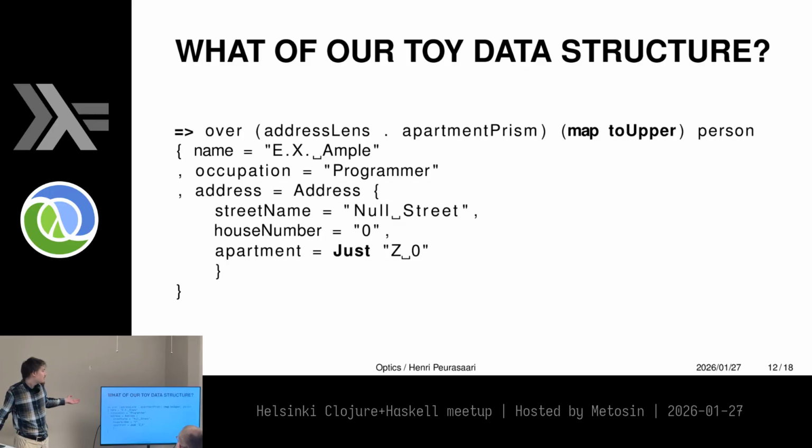So what of our toy data structure? Well, suppose we wanted to get the apartment so that every letter in an apartment is always in uppercase. So we take a lens for the address and a prism for the apartment because the apartment number could not be present. And by putting it to uppercase, we receive the apartment being Z0 on Null Street.